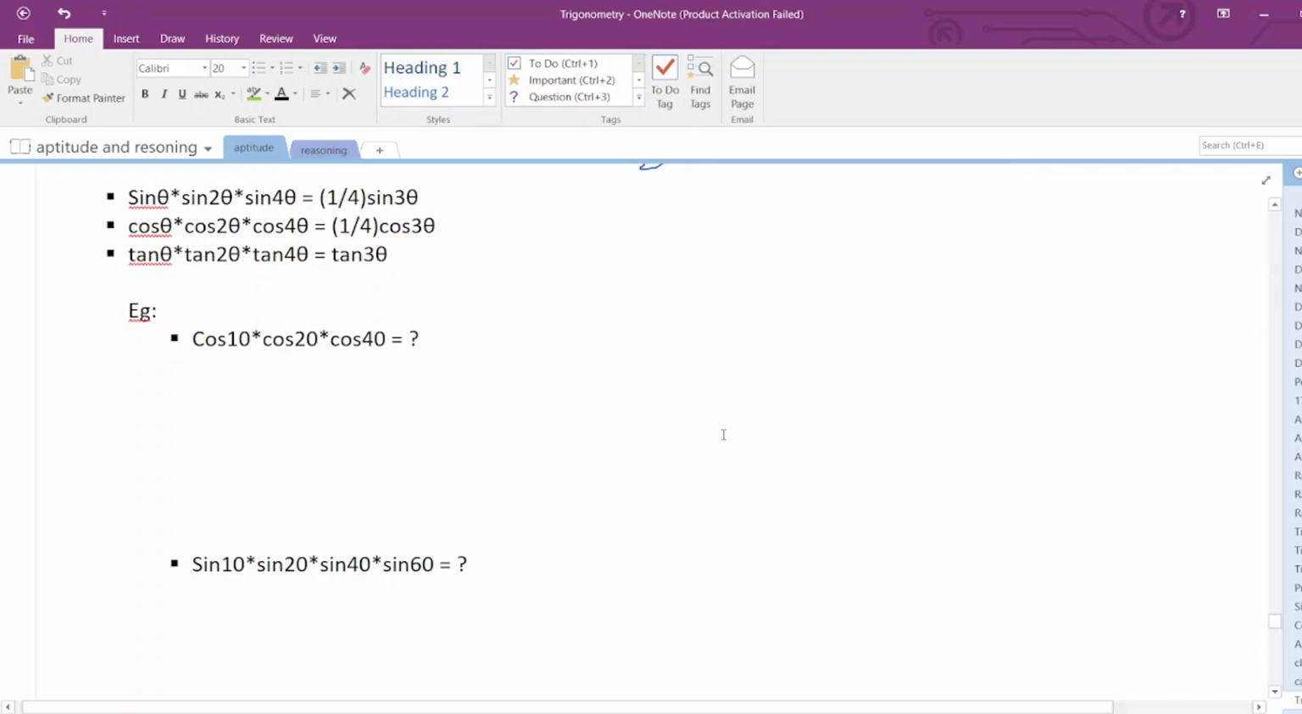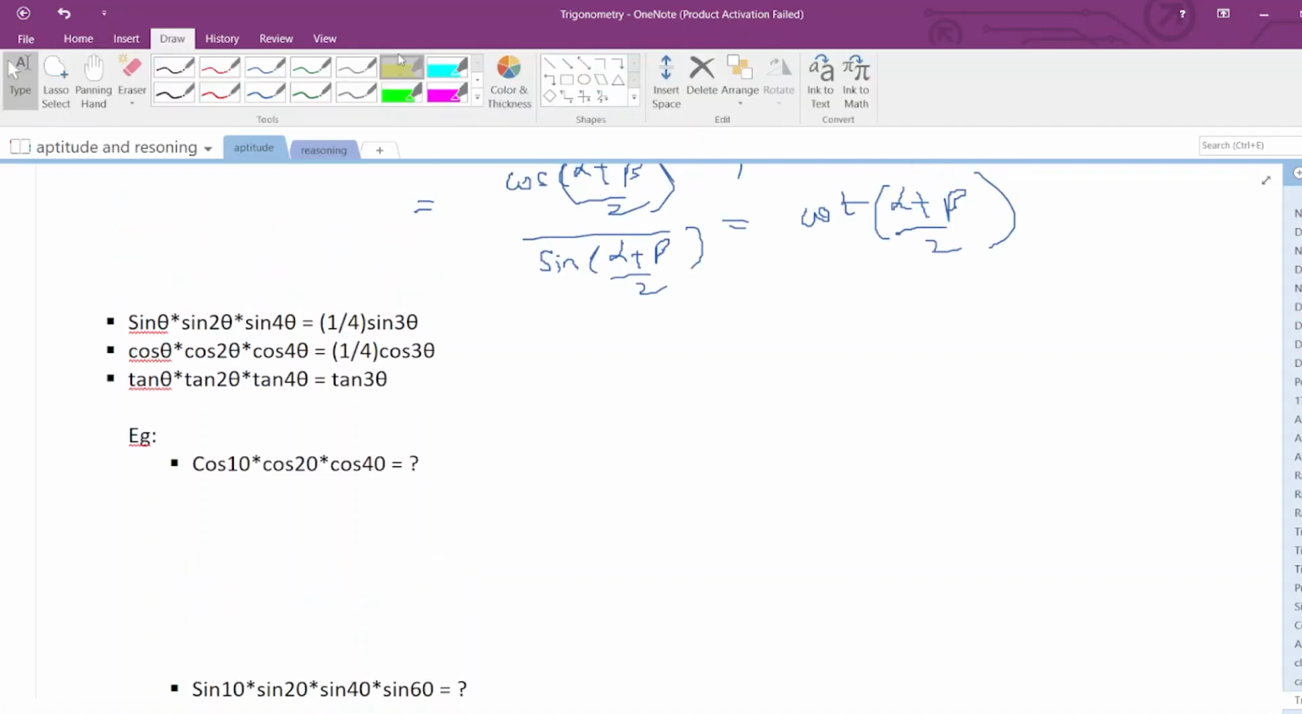Before we go to the sine rule and cosine rule, a few more important questions might be asked in exams. These are the three important formulas. Please remember that sine theta into sine 2 theta into sine 4 theta, where the theta is doubling every time, is equal to 1 by 4 sine 3 theta. In the same case, cos theta, cos 2 theta and cos 4 theta, everything in product, the answer is 1 by 4 cos 3 theta.